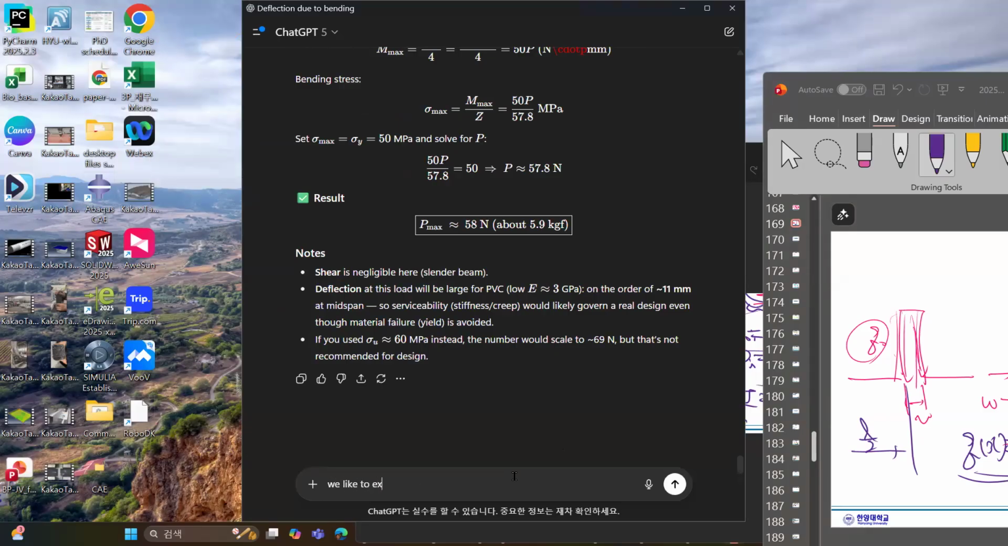We like to express a concentrated load P in terms of distributed load. 다시 얘기했지만 all the derivation or calculation is now given as a distributed load. 그러니까 폭 곱하기 높이로 해줘야 돼요. 근데 Q는 집중 P는 그게 아니다. 이거 어떻게 해야 되냐?